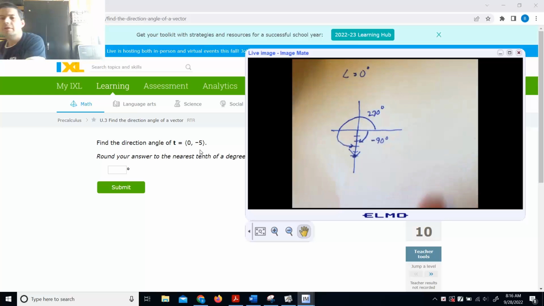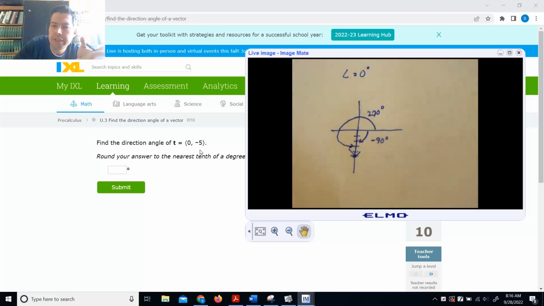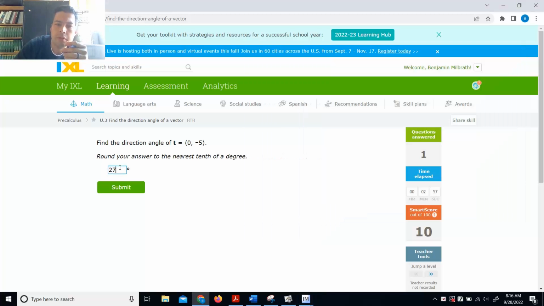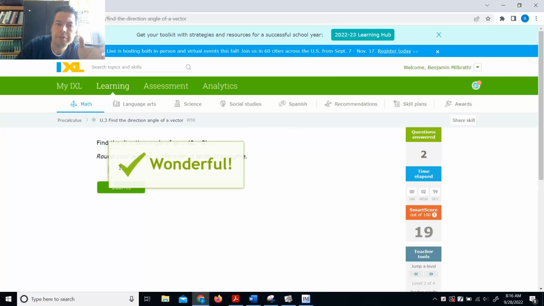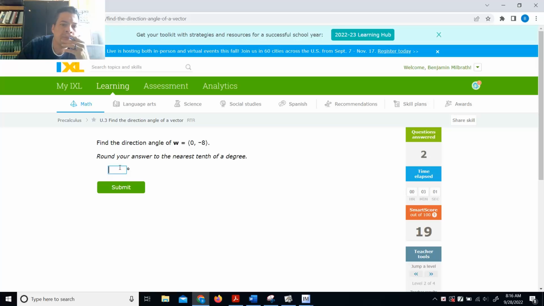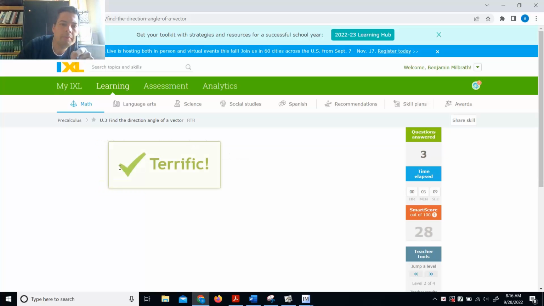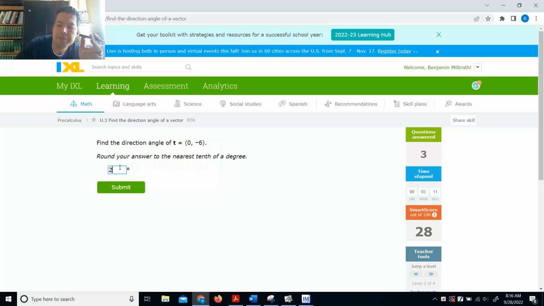I don't know if you remember those lessons from Algebra 2 or not, but I'm going to see which one it takes. I'm going to throw in 270 because I like positive numbers. It should be smart enough to figure it out. And it was. Good. Wonderful. So I'm just going to keep angles positive as long as I can. This is 0, negative 8. Same thing. All it does is fall 8, 270 again. 0, negative 6, also 270.